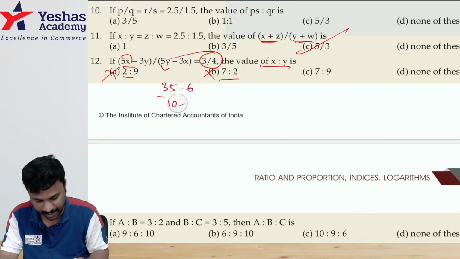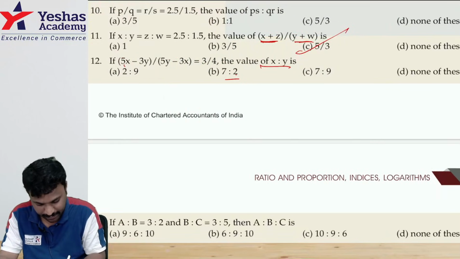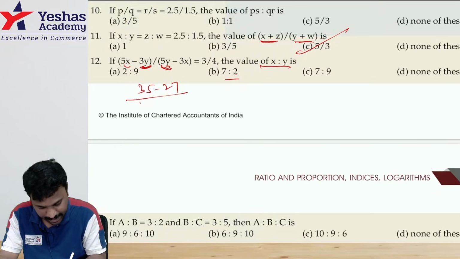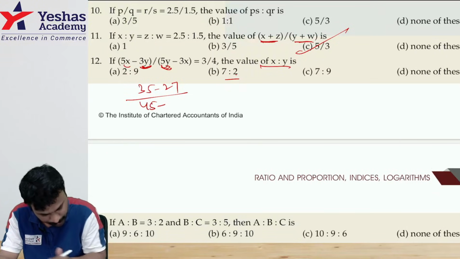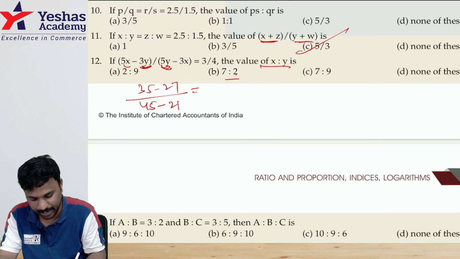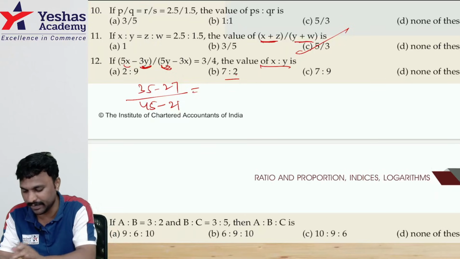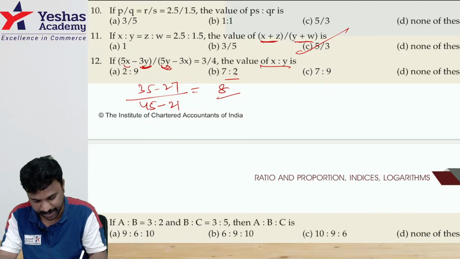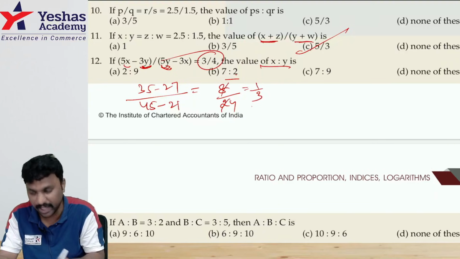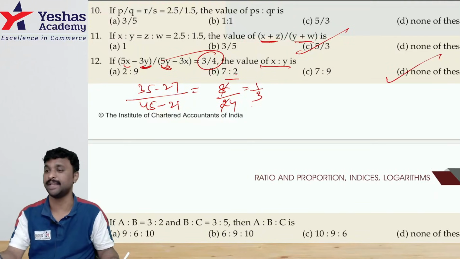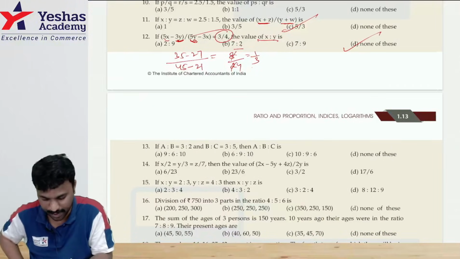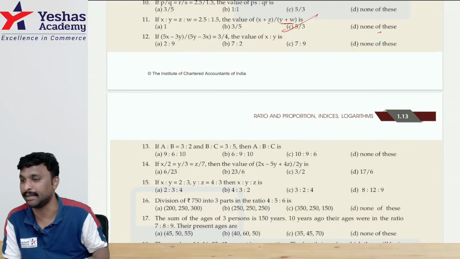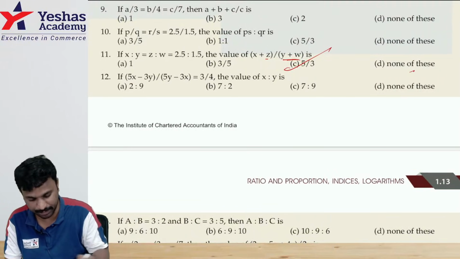Now 7 is to 9 if I hit, what will happen? 5 into 7 is 35 minus 3 into y, 3 9s are 27, divided by 5 into y, 5 9s are 45 minus 3 into x, 3 7s are 21. Check. 35 minus 27 gives you 8 and 45 minus 21 gives you 24. So 8 1s are 8, 3s are, you get 1 by 3. But what are they given? 3 by 4. So that's not the right answer. That means none of this is the right answer. Have you understood? Just solve by option hitting. No option satisfies, so none of this is the answer.